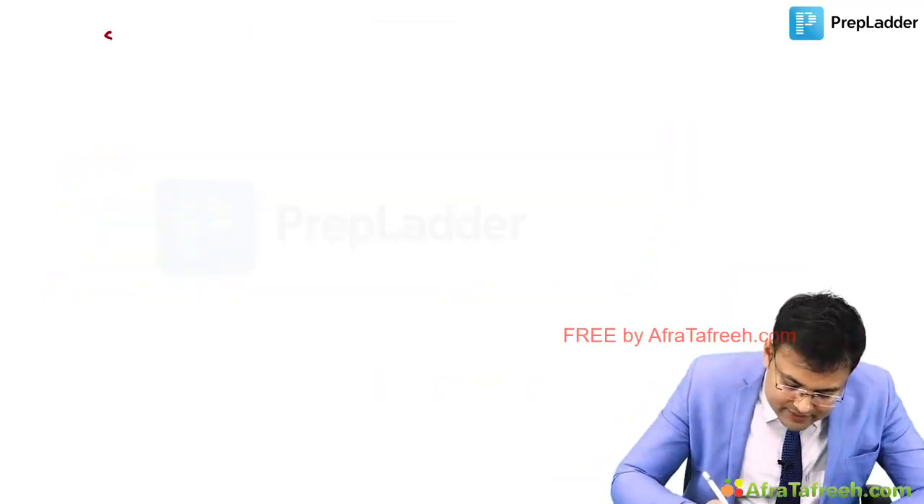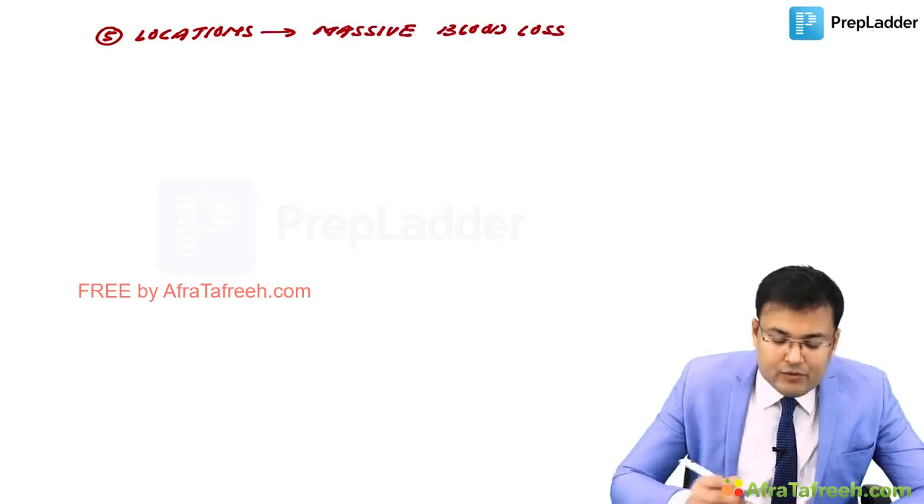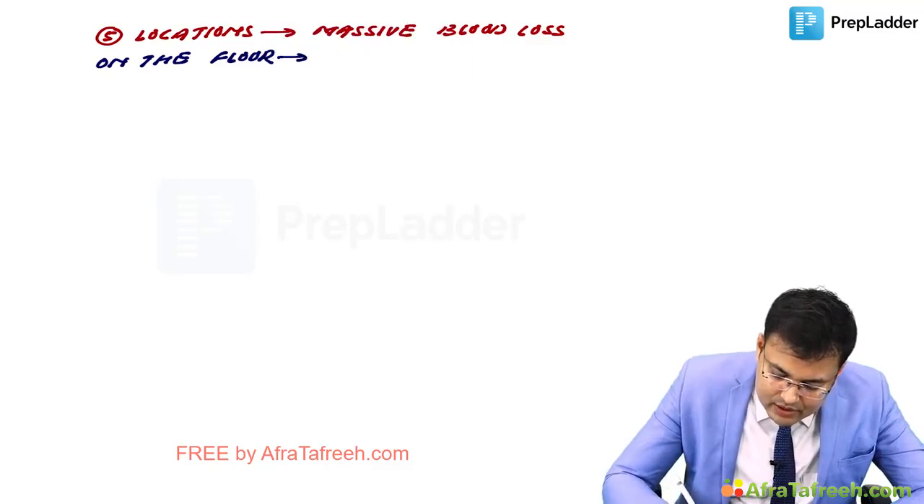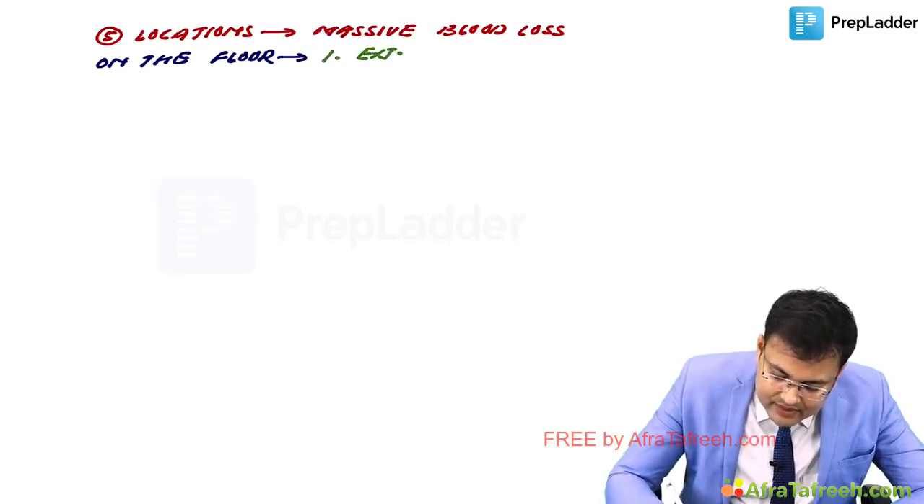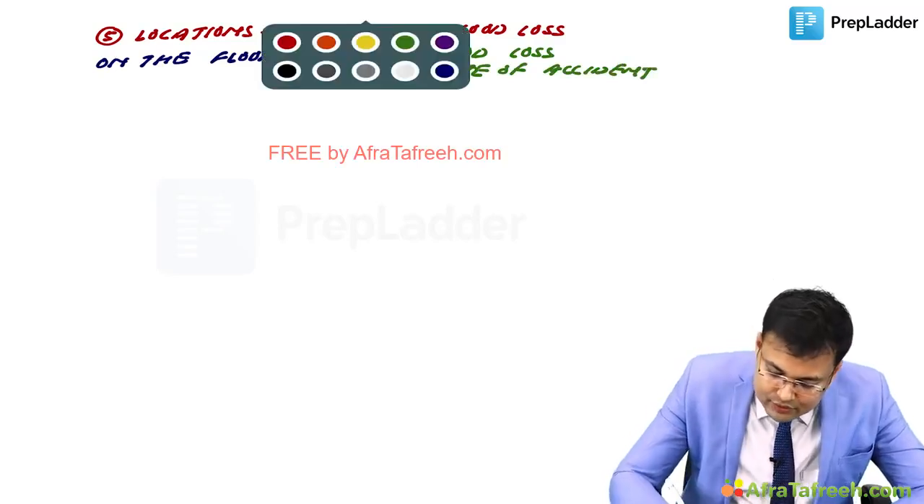So see the 5 locations where massive blood loss can occur. Clear? Mnemonic is on the floor. So on the floor means external blood loss at the site of accident. Okay. And 4 more. So what are the other 4 sites?